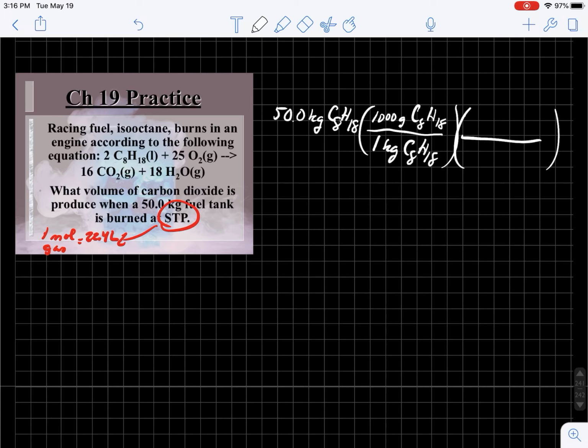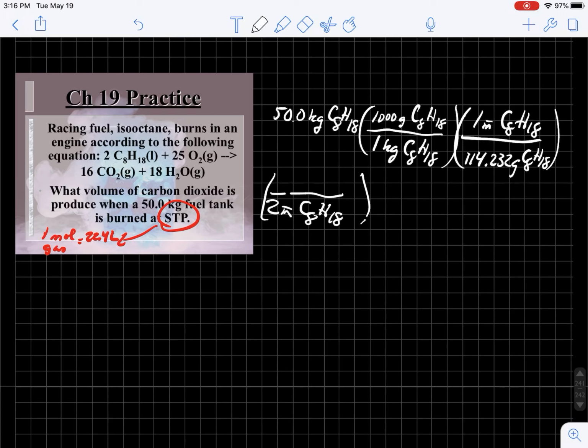If I look up the mass of isooctane, I do 8 times carbon plus 18 times hydrogen, and I get 114.232 grams, and that's for every 1 mole. And now I can use the balanced equation. Two moles of isooctane gives me, what do they want? They want to know the volume of carbon dioxide.